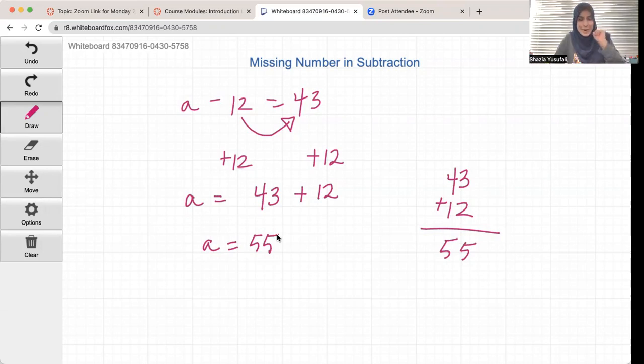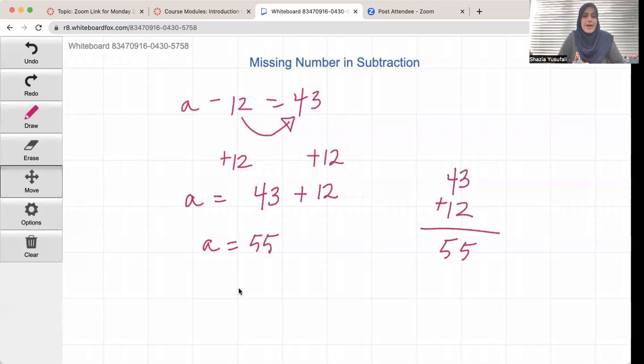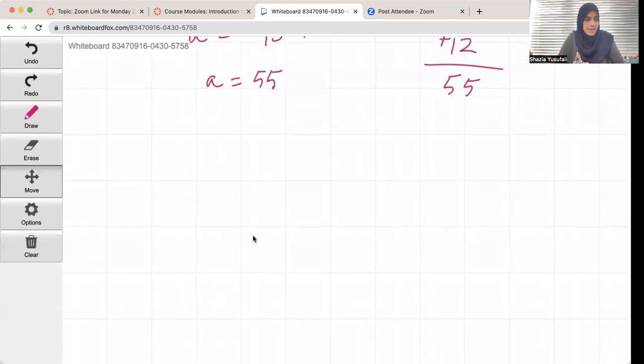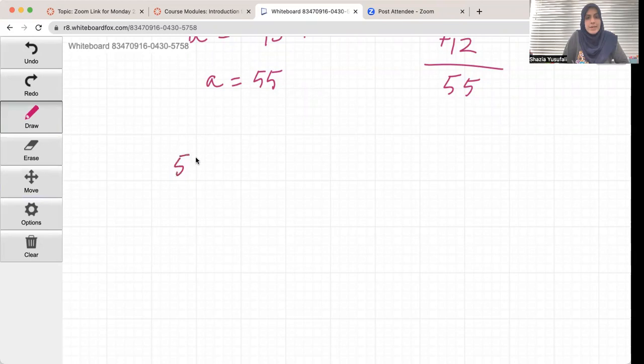Now subtraction gets a bit harder. Do you see how the A is at the beginning? Now let's put the variable second. If I were to go and say that we have, let me think of a good equation, 59 minus B is 14. Now the B is at the end.